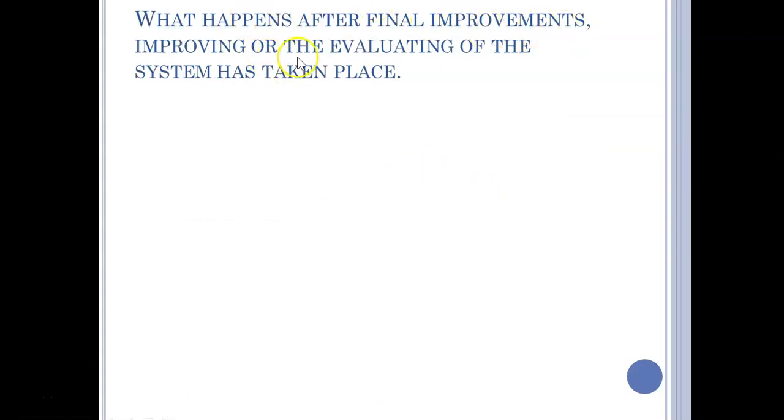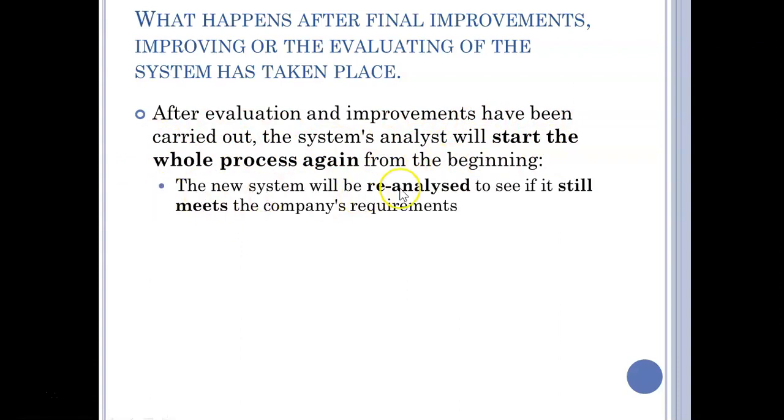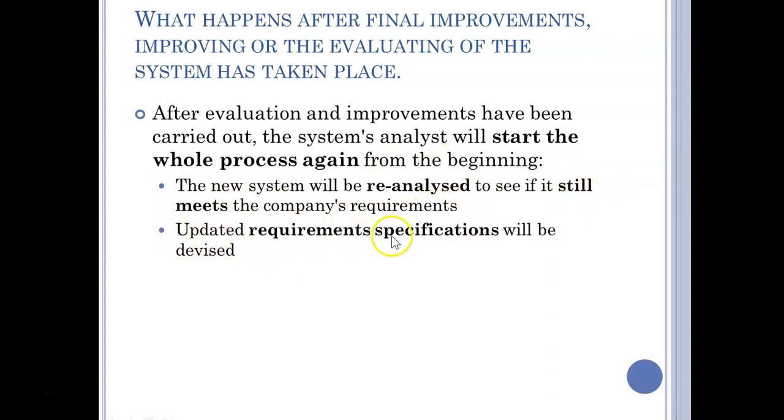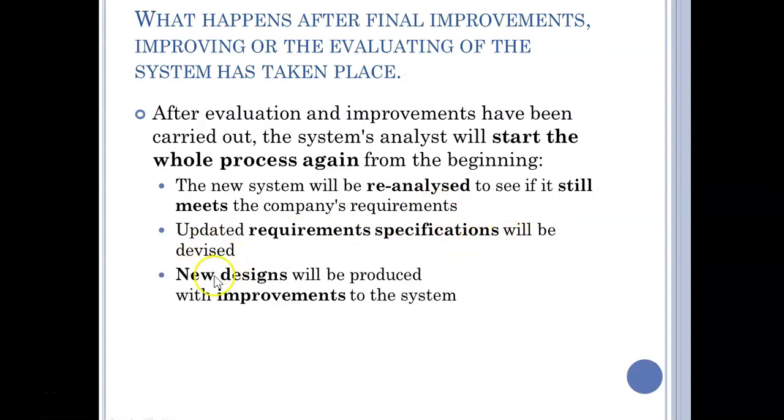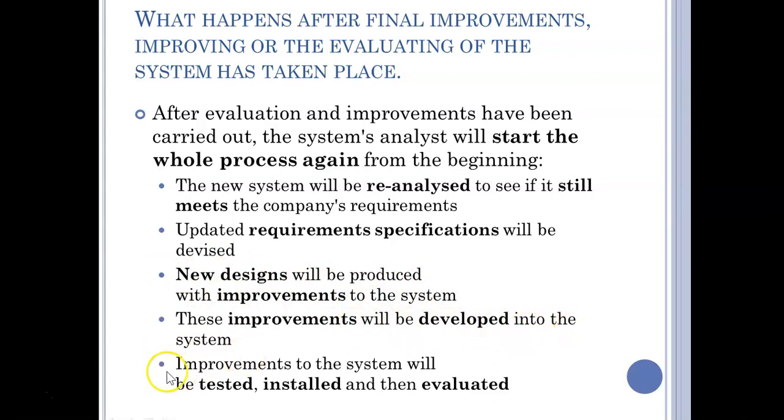What happens after the final improvements and evaluation of the system have taken place? After evaluation and improvements have been carried out, the systems analyst will start the whole process again from the beginning. The new system will be reanalyzed to see if it still meets the company's requirements. Updated requirements specifications will be devised. New designs will be produced with improvements to the system. These improvements will be developed into the system. Improvements to the system will be tested, installed, and then evaluated.